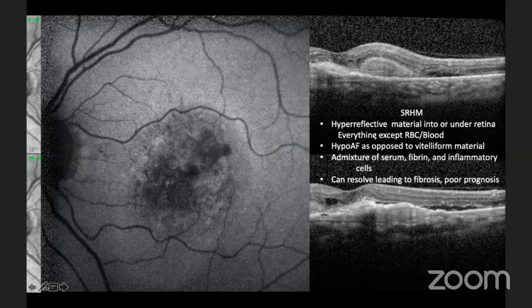Now, how do we distinguish it from vitelliform material? Because it is hypoautofluorescent, as opposed to vitelliform material, which is hyperautofluorescent. It can be a mixture of serum, fibrin, or inflammatory cells. The clinical significance is that it can resolve with anti-VEGF therapy, but when it resolves, it leads to fibrosis, and hence it indicates a poor prognosis in a patient who possesses it in the beginning.